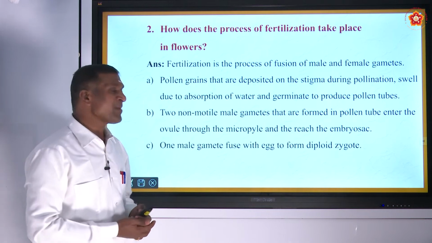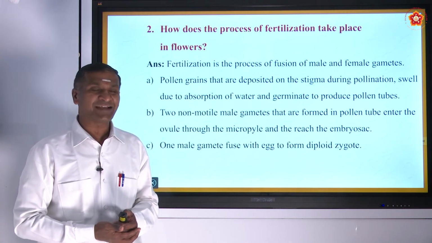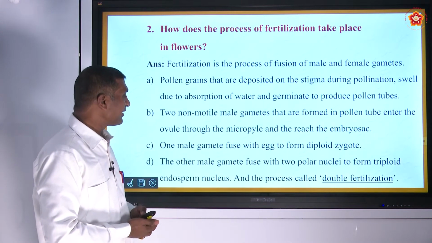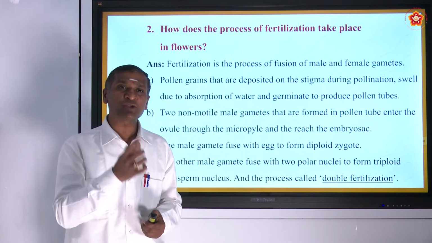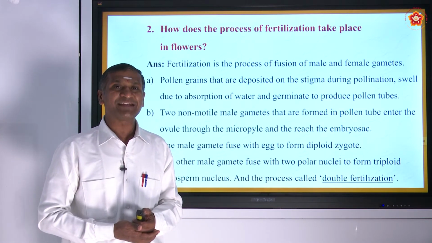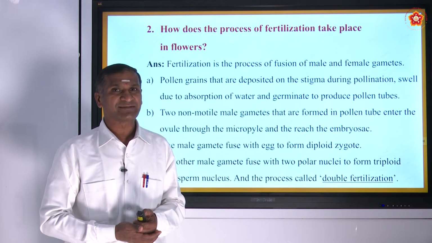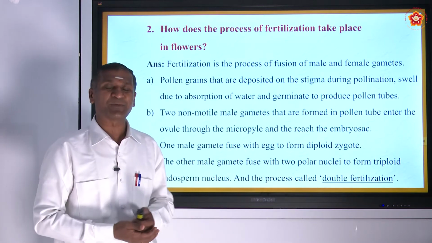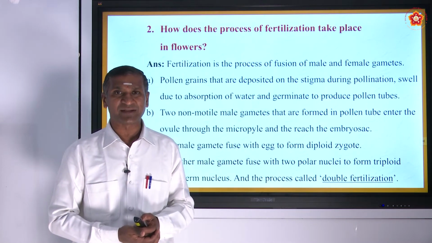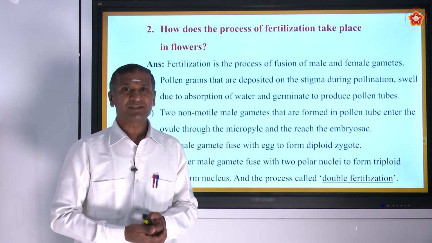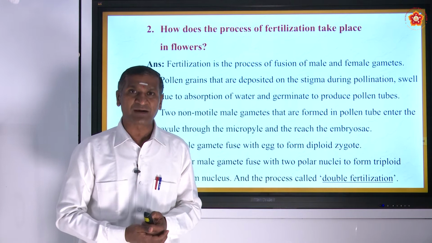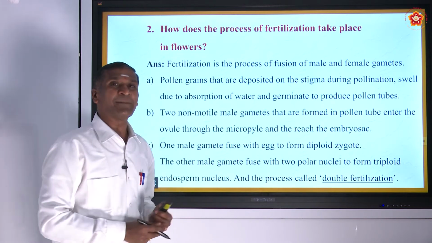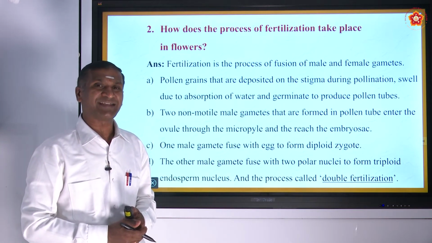Among them, one male gamete fuses with the egg to form a diploid zygote. The other male gamete fuses with two polar nuclei and forms the triploid endosperm nucleus, which is called the process of double fertilization. To fetch complete marks, the best method is underlining the important terminologies in this answer.